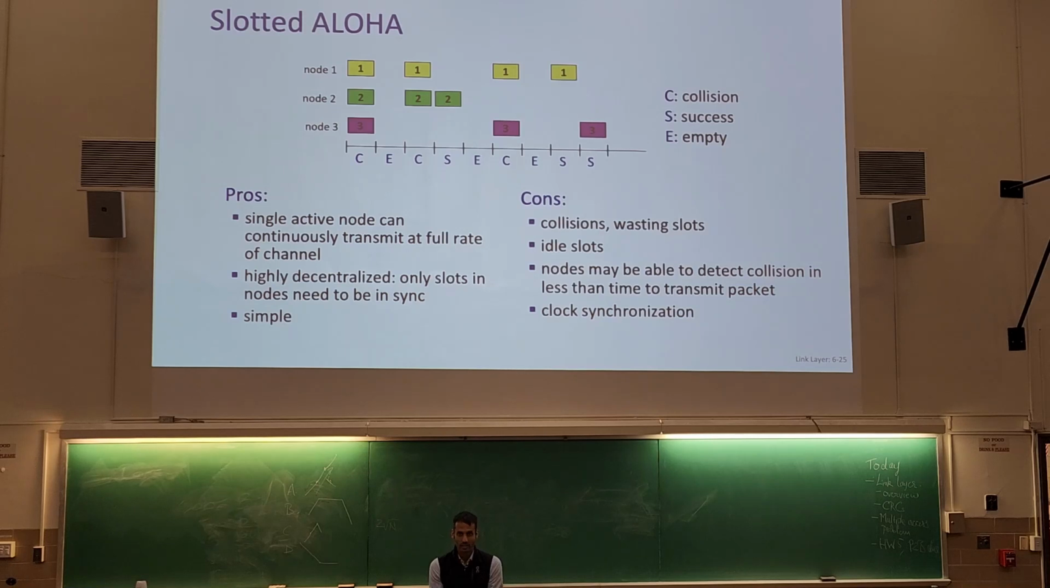Anything where there's more than 1 frame is marked with a C; that's a collision and nothing got through. Anything where nothing is sent, nothing got through. So the pro of this scheme is that it's really simple, but the con is that some slots are going to be wasted, like shown.